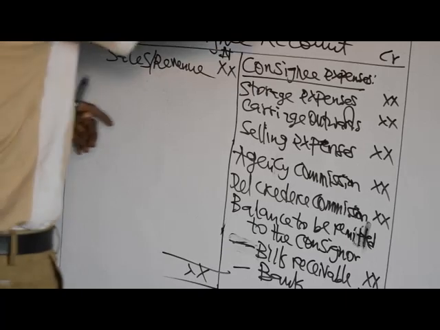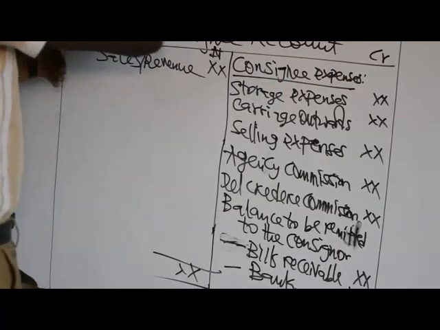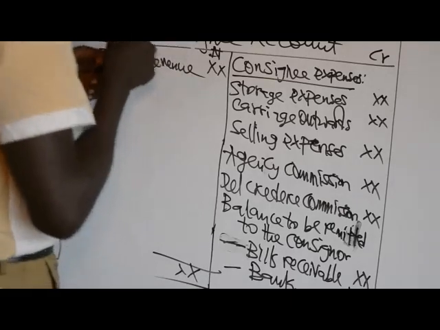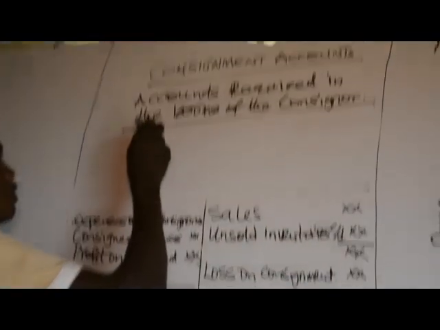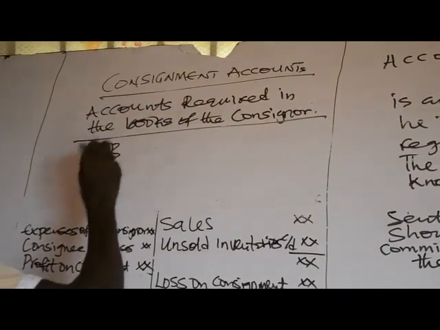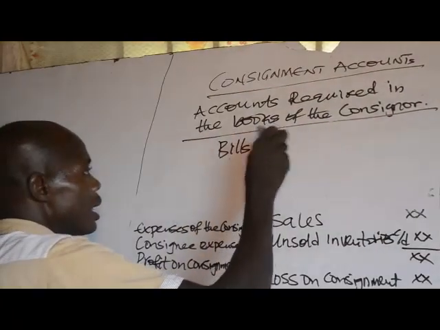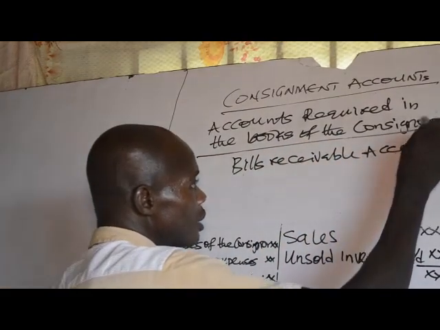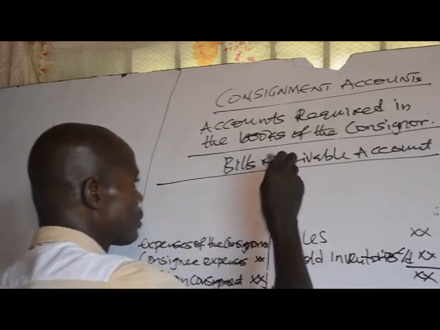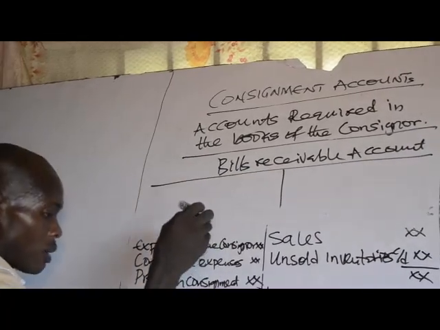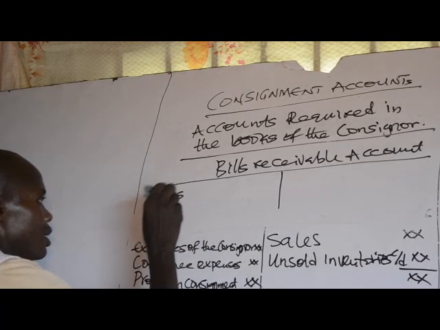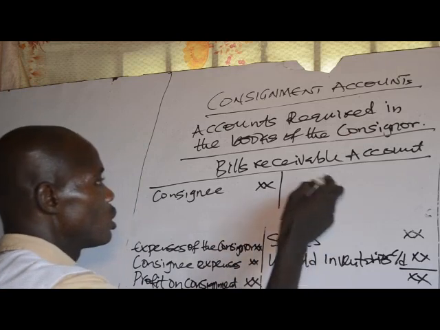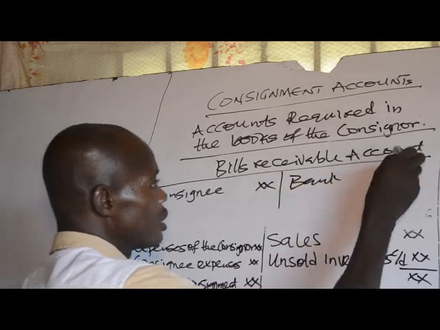I told you that in the books of the consignor, you are going to prepare the consignee account, that is the debtor's account. Consignee is a debtor to the agent, to the principal. Then you also have bills receivable account, where you are going to have consignee, and where this bill is settled, then you have bank or cash.